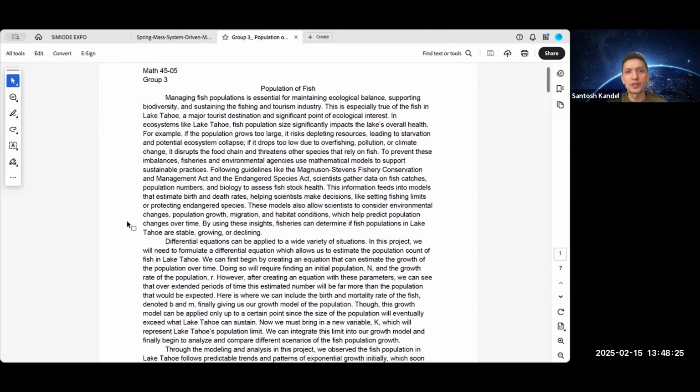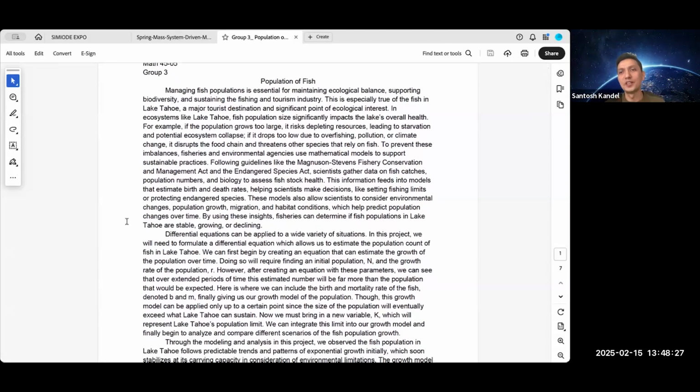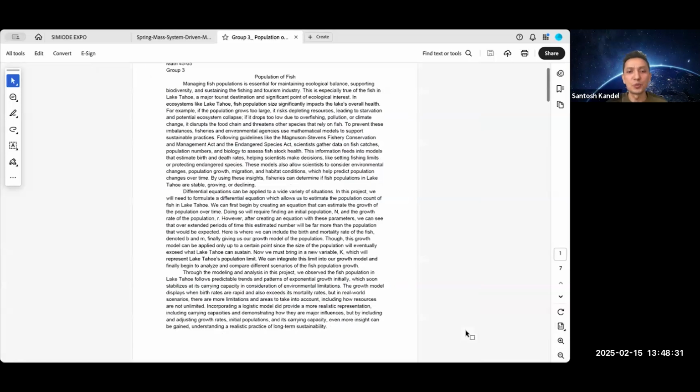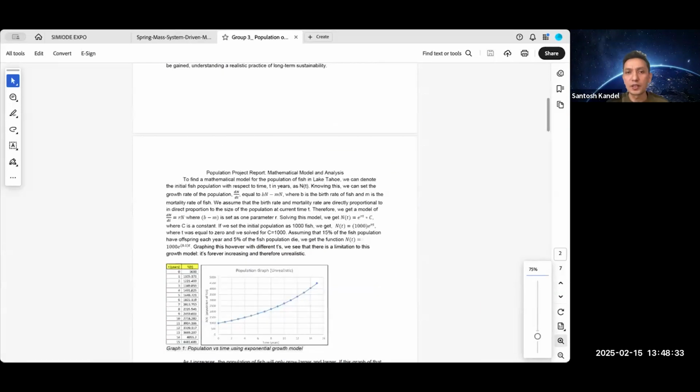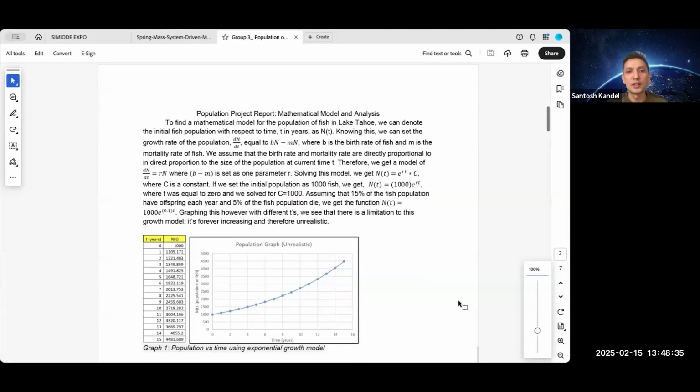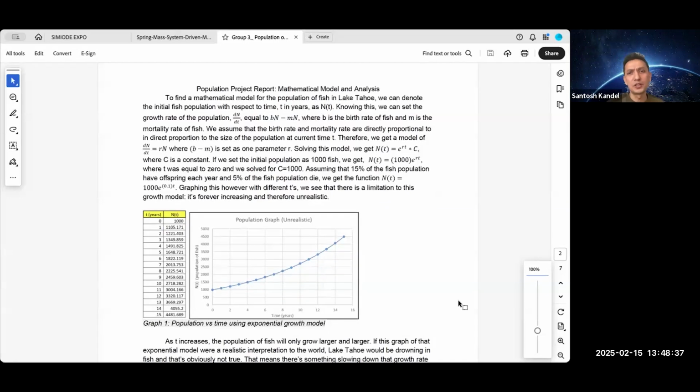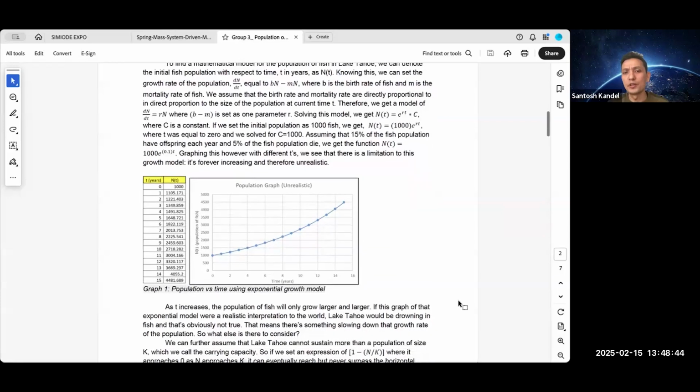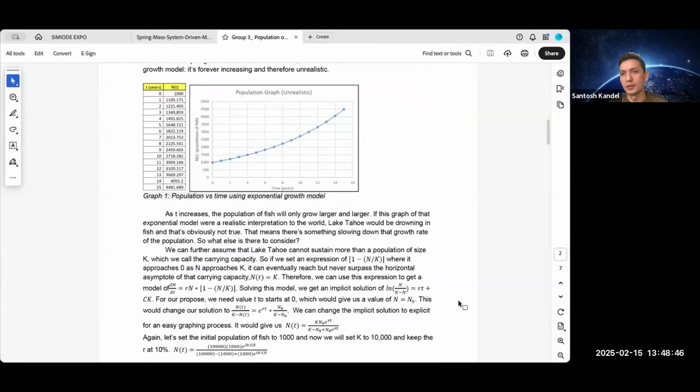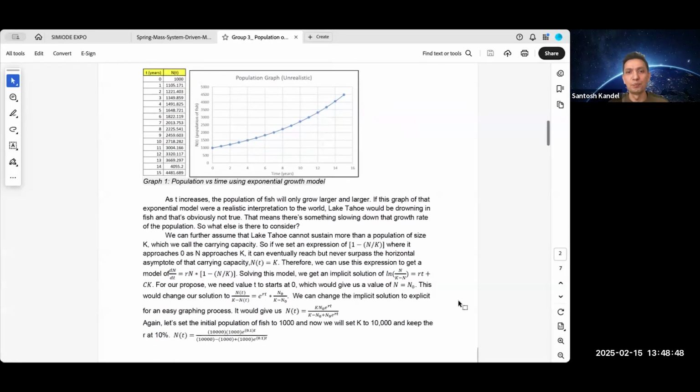So here, they talk about the introduction, and they provided a tiny bit more detail compared to the previous one. And then they go on talking about the model derivation and analysis. They start with the growth model, and then they talk about the limitations of the growth model, and they go on improving it to get the logistic model here, basically. So they go in stages here.